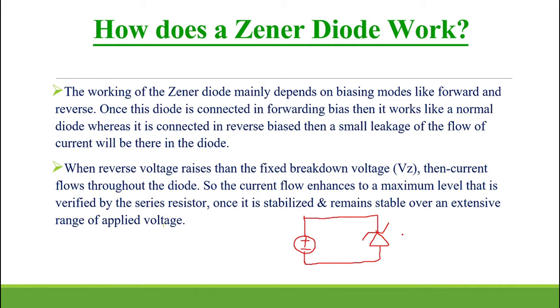So suppose the Zener breakdown voltage is 10 volt. We have a 10 volt Zener diode, and if I supply 5 volt to this circuit, current will not flow. But if I supply more than 10 volt, suppose I supply 12 volts, then a current will flow throughout the circuit, or in the Zener diode.